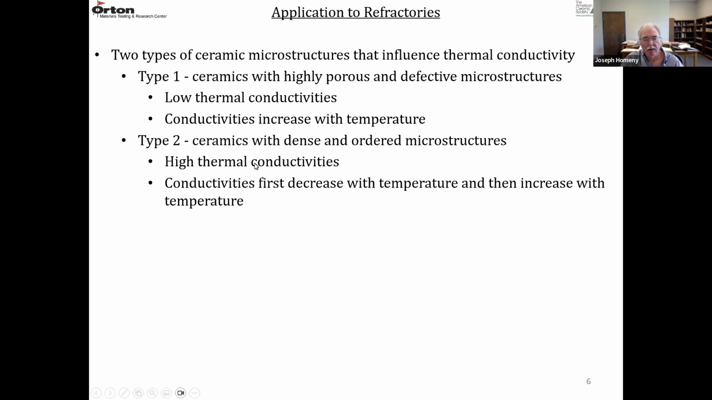So ceramics with dense ordered microstructures, low porosity, have higher thermal conductivities. The conductivities first start to decrease with temperature. That was that 1/T, 1/temperature relationship. And then they may increase due to radiation effects at higher temperatures.